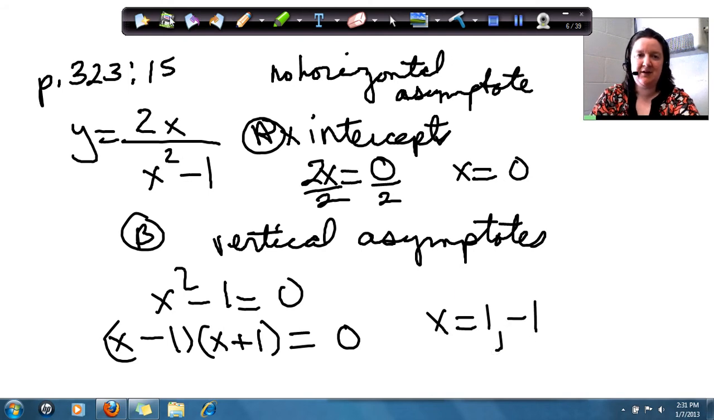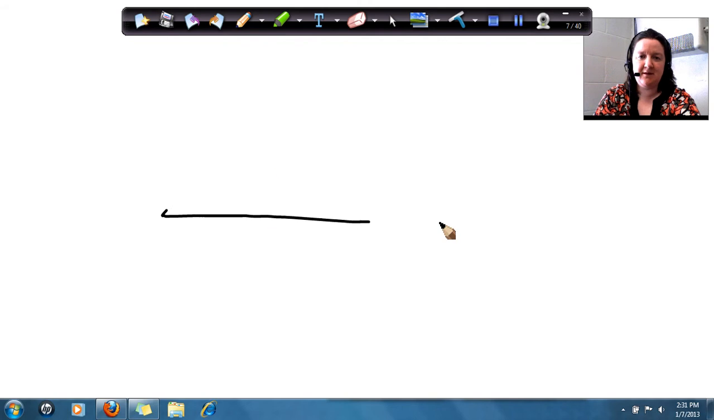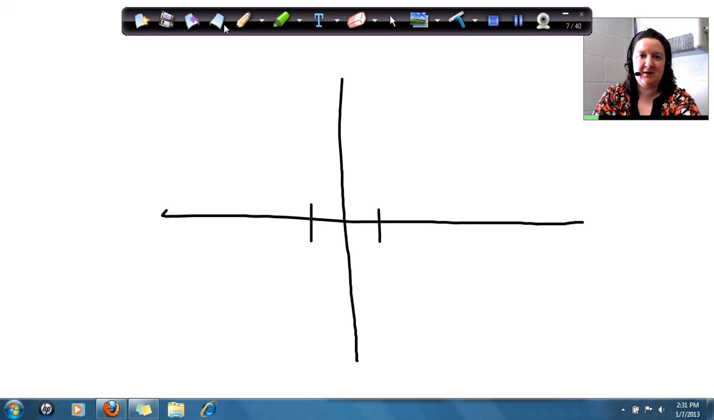So let's look at our graph. We know at x equals 1 and negative 1 we're going to have asymptotes. So I'll do those in a different color.